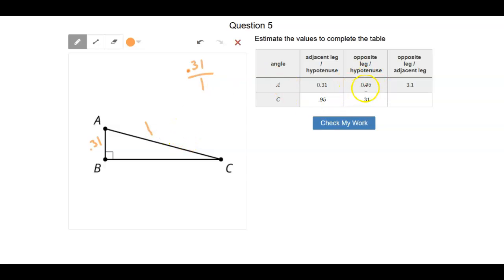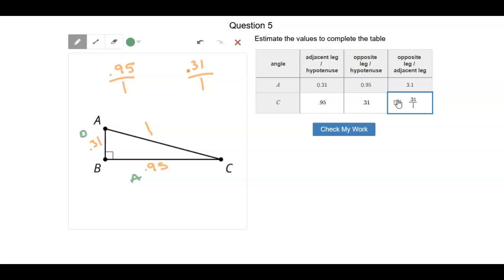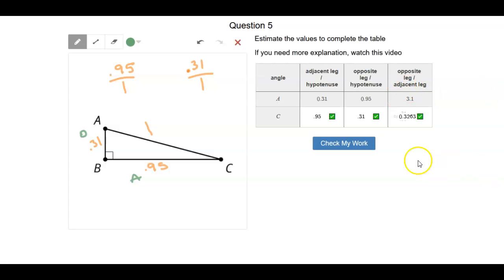And the same thing with the opposite and the hypotenuse. So again, it would be 0.95 over 1. So the opposite of A would be 0.95 and the hypotenuse would be 1. So for C, we need to find the opposite over the adjacent. Well, we know that with C, this one is the opposite and this one is the adjacent. So we're going to do 0.31 divided by 0.95. So 0.31 divided by 0.95, and there's our answers.